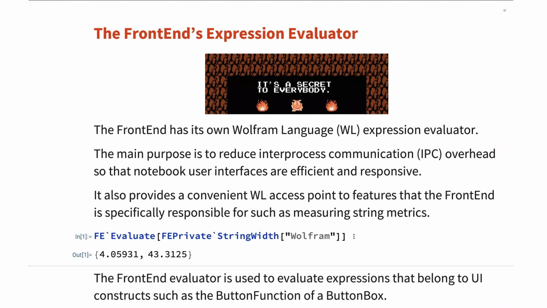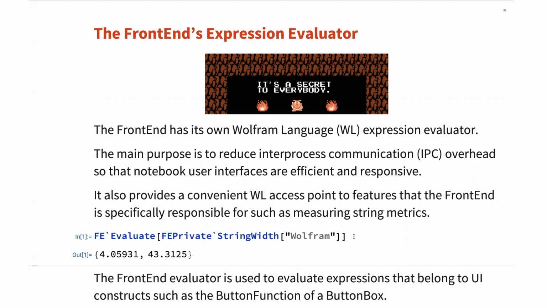And I will evaluate this. And you see that when we ask the front end, using the front end evaluator, how long is the string Wolfram, it tells us it's 43 points or about 4 ems. Now, there's also a neat little thing here. If you want to try to get into the front end evaluator, you can do so through FE backtick evaluate, which you may find a useful thing for testing.